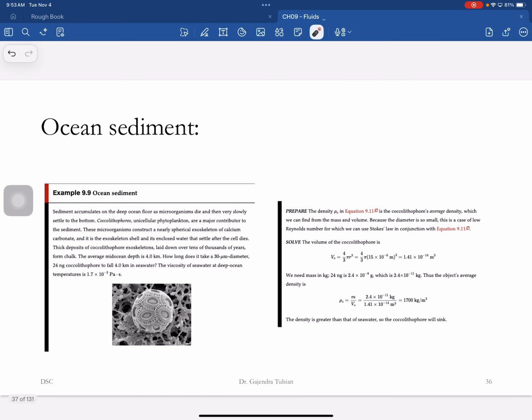All right, so here are coccolithophores. These are microorganisms, phytoplankton in the ocean, and they are a major contributor to the sediment. So this eventually becomes oil and stuff like that. They fall to the ocean floor and become sediments. These phytoplankton, where do we get all our energy from? Where does the planet get all its energy from? The Sun.